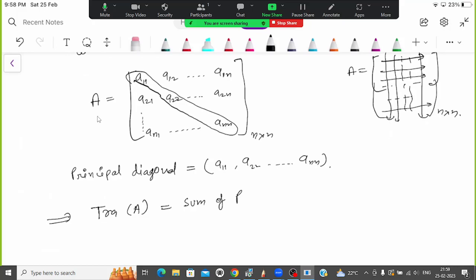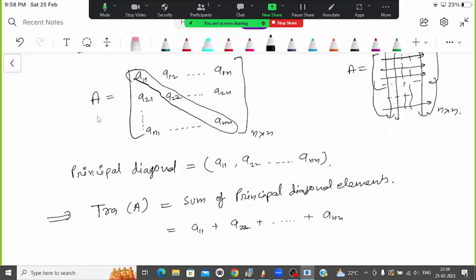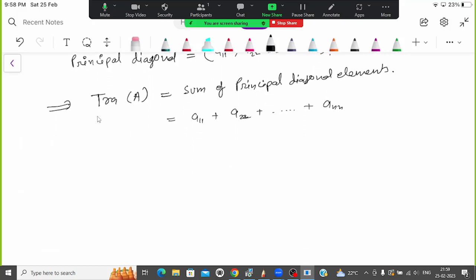Trace of A is sum of principal diagonal elements, that is a11 plus a22 plus dot dot dot ann. Okay, so we'll see one example problem. Suppose matrix A whose elements are 1 3 4, 2 5 7, 3 8 9.